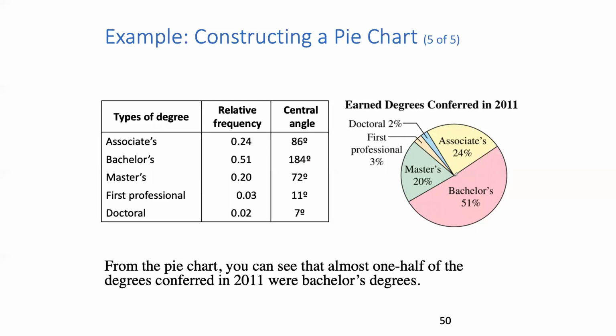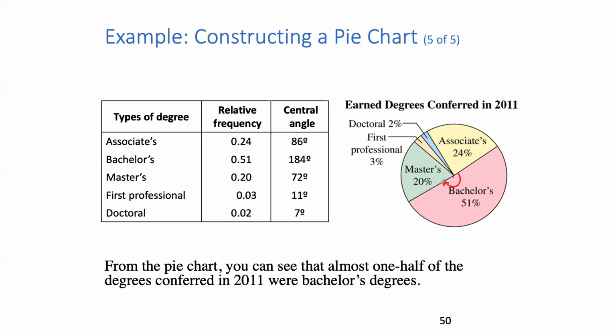How do I graph these things? I start from the center, I draw a line, a radius, and say, okay, bachelor's degrees, starting from here, I need to sweep an angle of 184 degrees. That's roughly 180 degrees, a straight line, slightly more than a straight line. So this here represents the sector which belongs to bachelor's degrees. 51% of this pie is bachelor's degrees, or 184 degrees of the central angle belongs to bachelor's degrees. So I close that off and label it as bachelor's 51%.